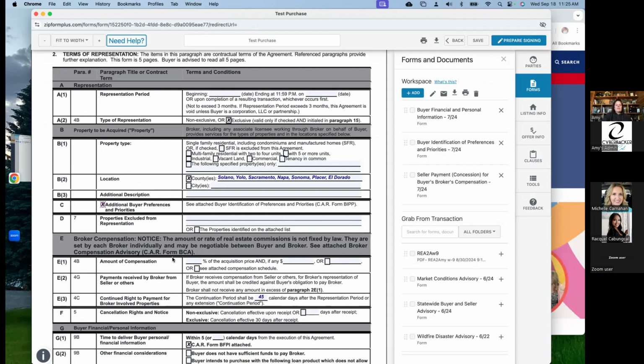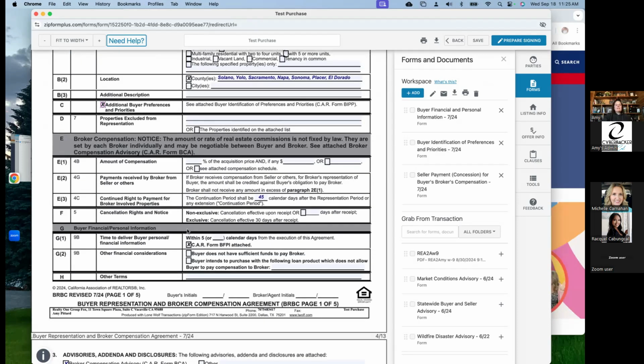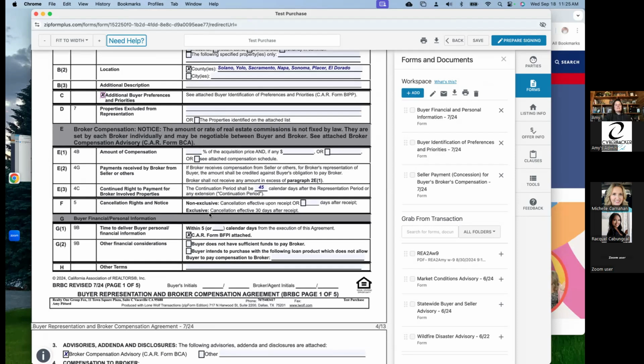All right. So that being said, with the cancellation rights, the cancellation is effective 30 days after receipt. So it has this built-in period: you've submitted your cancellation, and within 30 days after receipt, that's when the cancellation is actually effective. It just makes sure that they don't go around you to cancel it and then make an offer on another property.